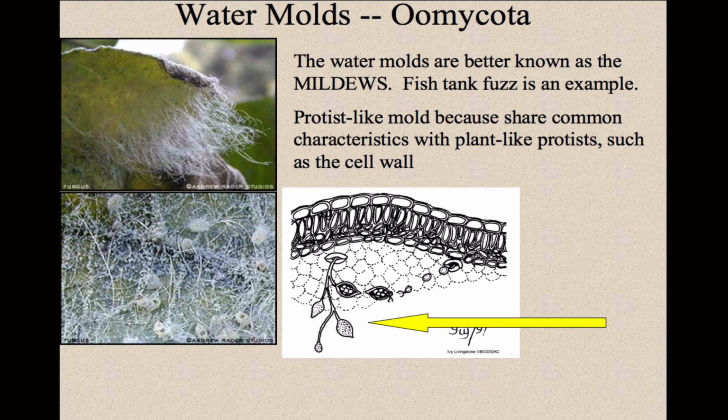And then there's water molds, and these are better known as mildew. And so these are kind of protist-like because they have characteristics in common with plants. They have a cell wall, but these are molds.